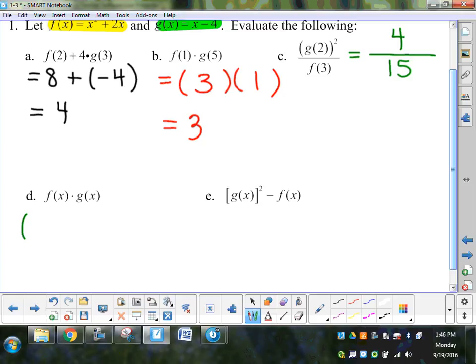X cubed. No. What's the f of x given by? X squared plus 2x. That's the f of x. Now, what's the g of x defined as? X minus 4. There you go.